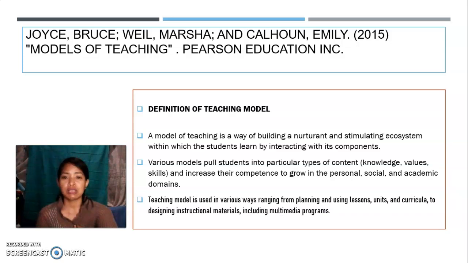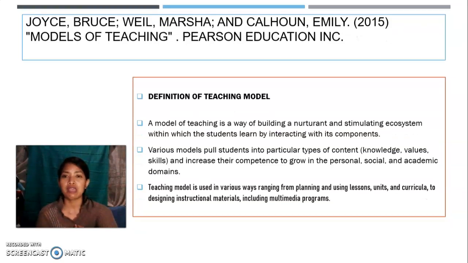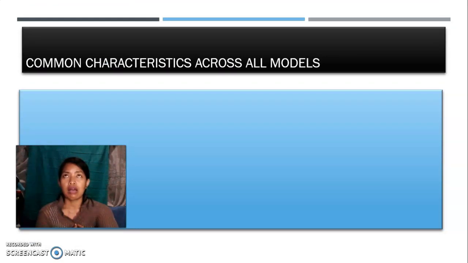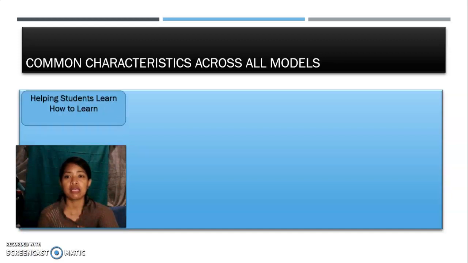And then the last one is that teaching models are used in various ways, ranging from planning and using lesson units and curricula to designing and developing instructional materials that include the immersion of information and technological tools in the learning process. And then although there are various kinds of teaching models, I believe they have some characteristics in common, so there must be common characteristics across all teaching models.